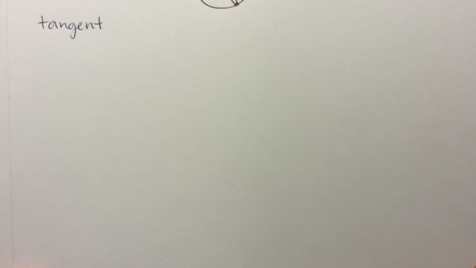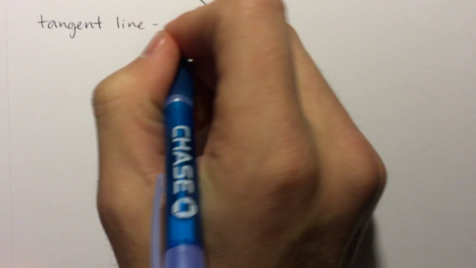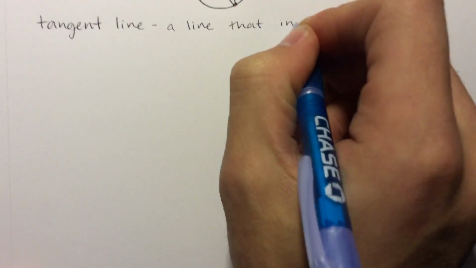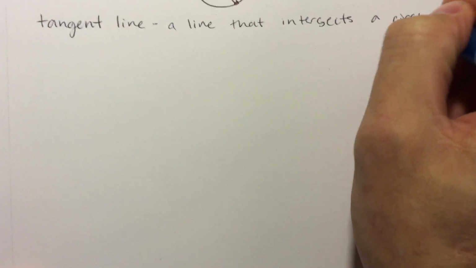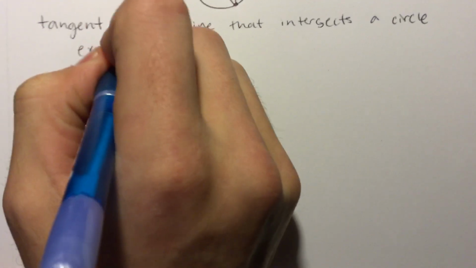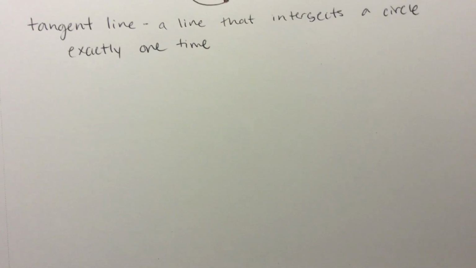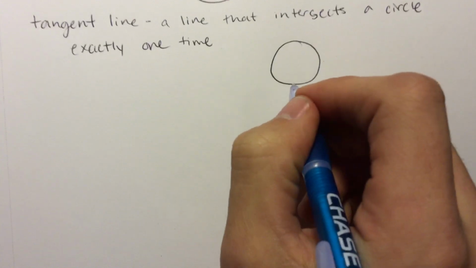So now, I'm going to go ahead and slide this up. We're going to talk about tangents. Tangents and secants are related. They are both lines that touch circles. So a tangent, I'm going to put tangent line again because a tangent is always a line. A tangent line is a line that intersects a circle exactly one time. So a secant line, if you remember, intersected our circle twice. A tangent line now will only intersect our circle one time.